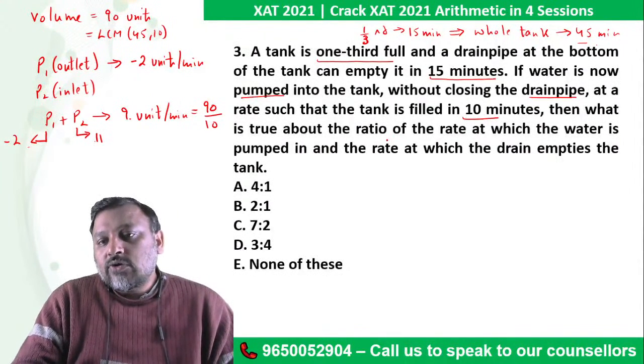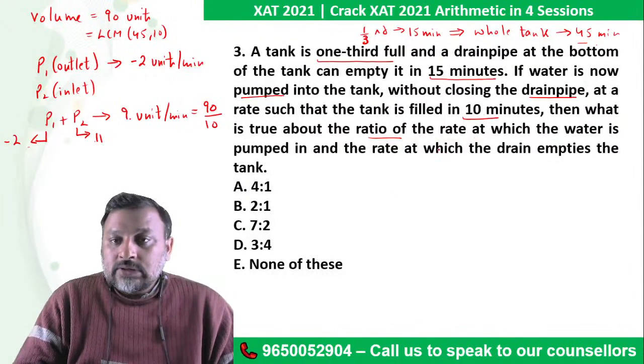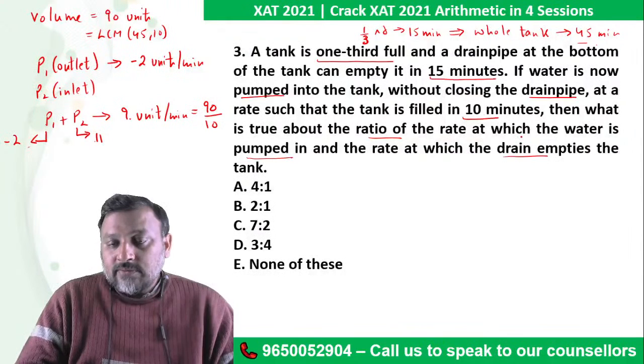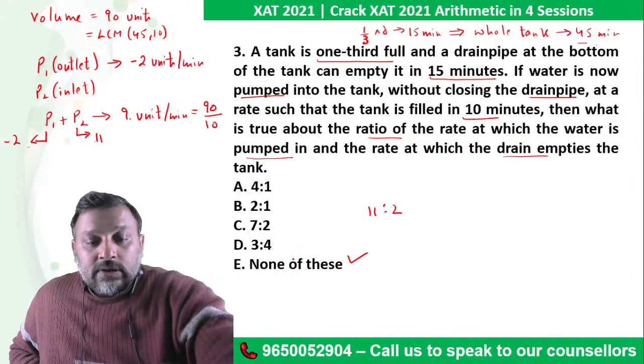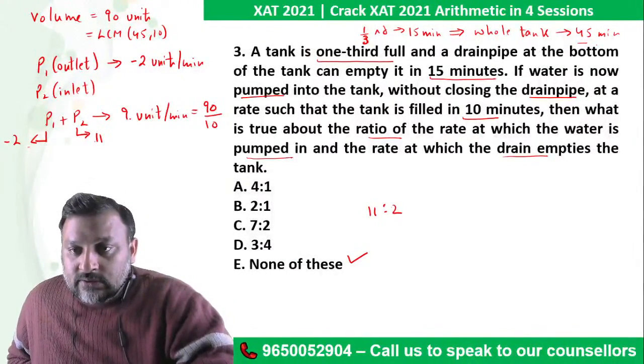So you just need to find the ratio of the inlet and the drain, which is 11:2. That is none of these. Is this clear, guys? Answer is E. Good, Yashika.